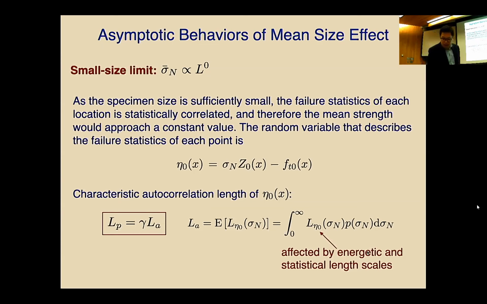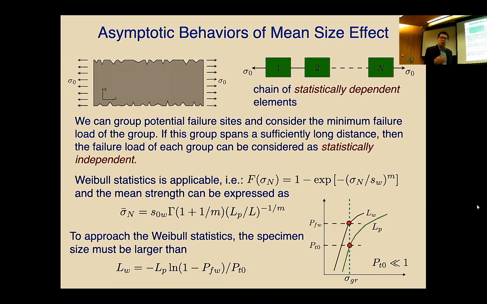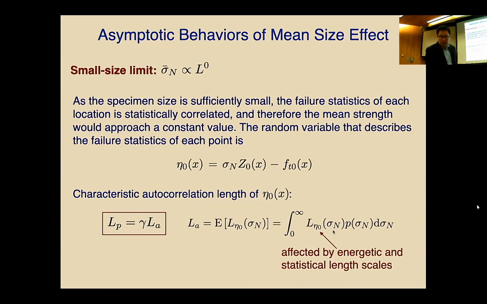And the point here is that we do have the autocorrelation length of eta 0 affected by 2 things. One is the autocorrelation length of FT, the material strength random field. At the same time, it's also affected by the numerical averaging length scale. So this LA or this LP contains both the energetic and the statistical length scale. It's not only statistics, but also energetic too.